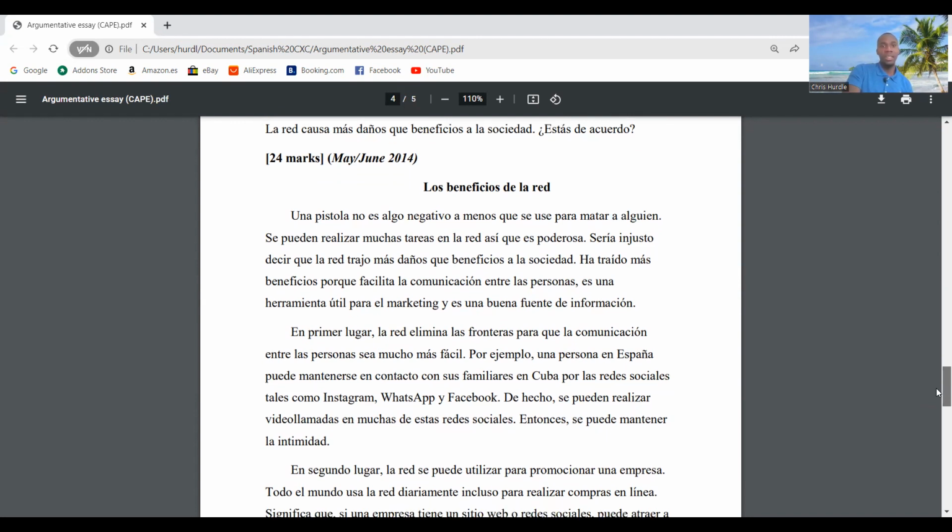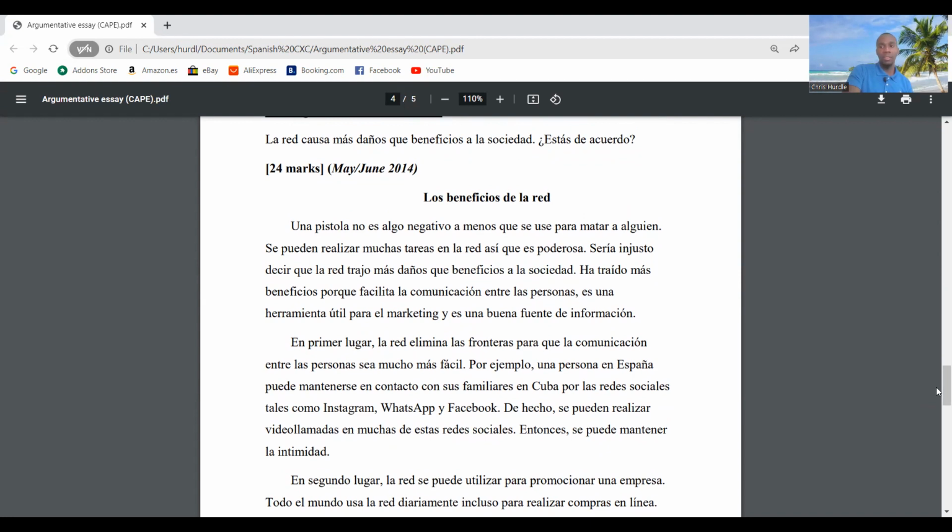Se pueden realizar muchas tareas en la red, así que es poderosa. Okay, so we go to our background information. Many tasks can be performed on the internet, so it is powerful. Sería injusto decir que la red trajo más daños que beneficios a la sociedad. It would be unfair to say that the internet brought more harm than benefits to society.